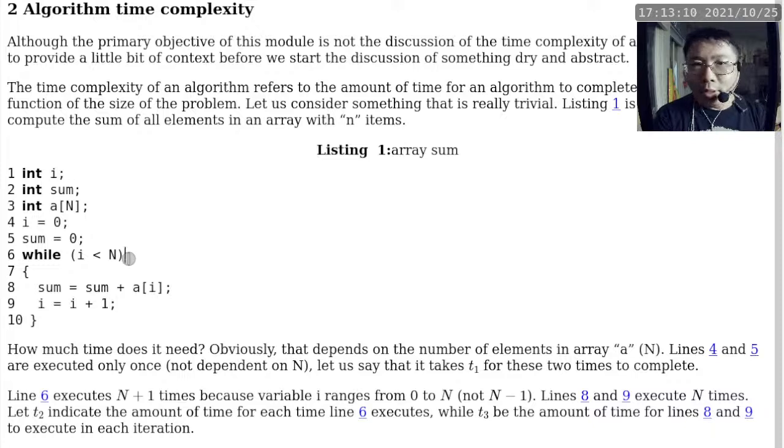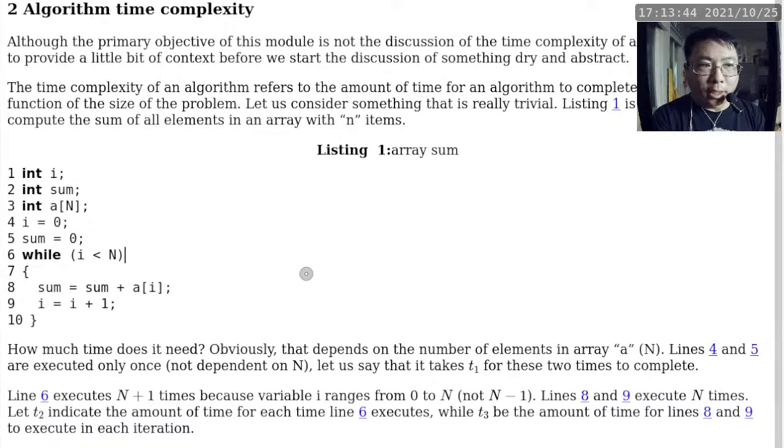So how much time is it going to take for this algorithm to complete? We are talking about the relationship between the amount of time, which is usually measured in some quantity of seconds, can be milliseconds, microseconds, or nanoseconds, and the problem size, which in this case is how many elements we have in the array.